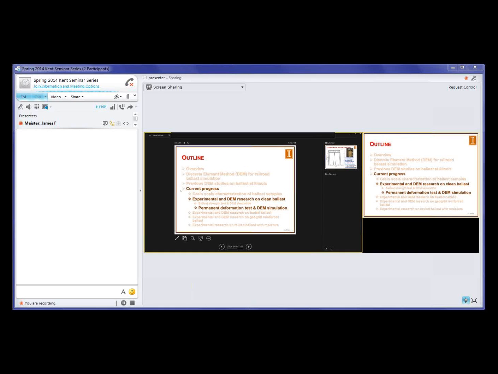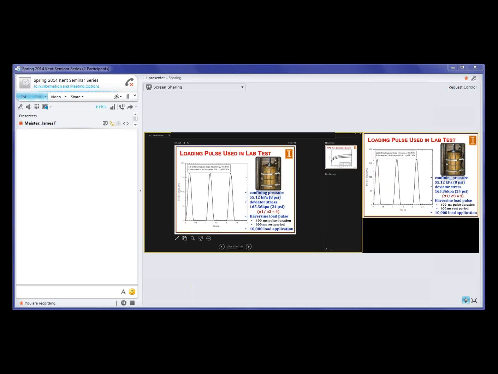But sometimes we are more interested in the settlement behavior or the permanent deformation behavior of the ballast materials. So first, we did some repeated loading tests in the lab. The loading pulse has a 0.4 second loading duration and a 0.6 second rest period between two loading pulses. This is a simplified version of the 4 peak loading pulse from Dr. Hai's model. The peak deviator stress is 165.4 kilopascals, which is about 24 psi, and the confining pressure is 55.1 kilopascals, which is 8 psi.